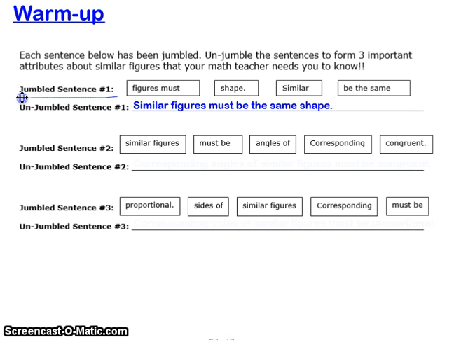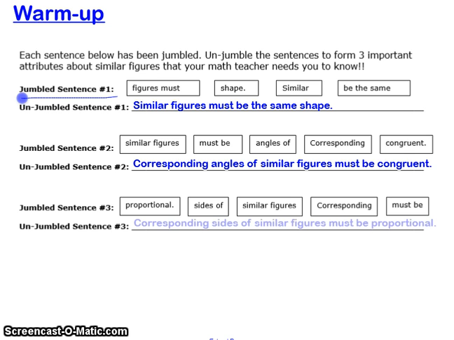For number 1 on your warm-up, this is what you should have gotten, and if this is not what you got, then make sure that you go ahead and write that down. Number 2, you should have gotten corresponding angles of similar figures must be congruent, and if you didn't get that, go ahead and write that down. And the last one should have said corresponding sides of similar figures must be proportional, so if you didn't get that one, then go ahead and write that down as well.